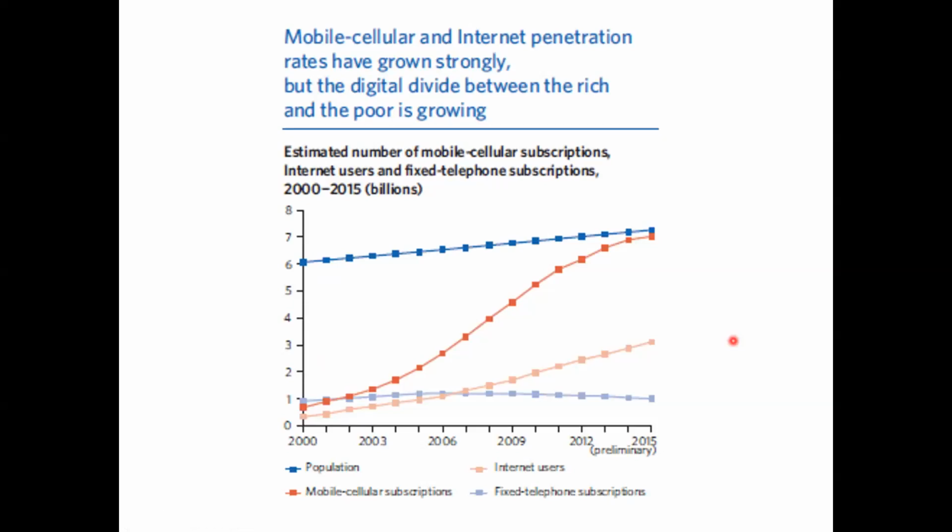Mobile cellular and internet penetration rates have grown strongly, but the digital divide between the rich and poor is growing. So here we see population, how it's increased. Mobile cellular subscriptions has increased. So mobile cellular has gone almost along with population, to almost everyone has mobile cellular. Internet access has increased certainly, but still most people aren't internet users. More than half of the world still doesn't have access to internet, but mobile cellular subscriptions is near universal.